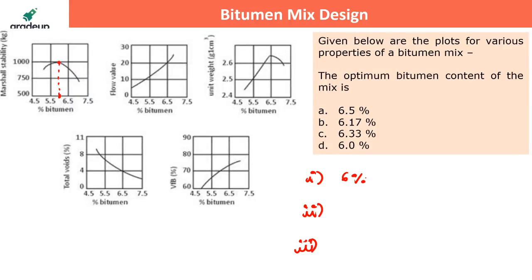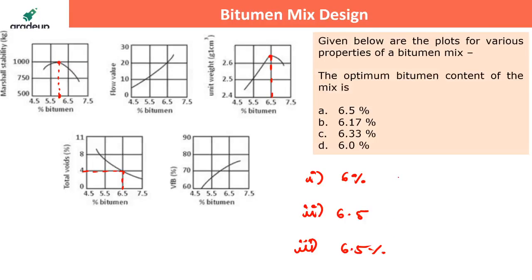Second, the bitumen content corresponding to maximum unit weight. Maximum unit weight means here. So how much is it? It is 6.5. Very good. And then the bitumen content corresponding to 4% volume of voids. Okay, so 4% is this. Corresponding to this, I am getting 6.5 percentage.